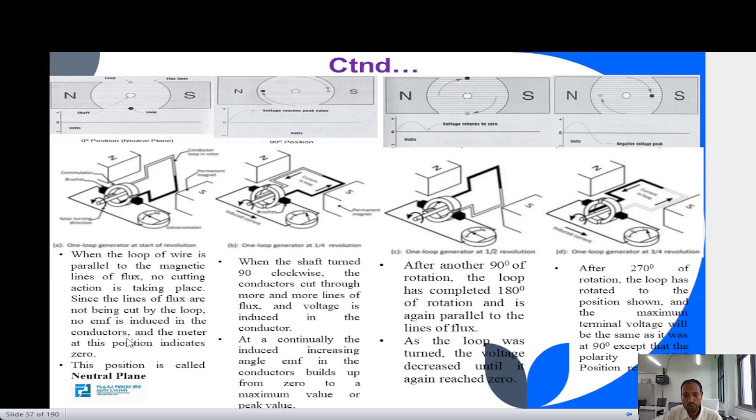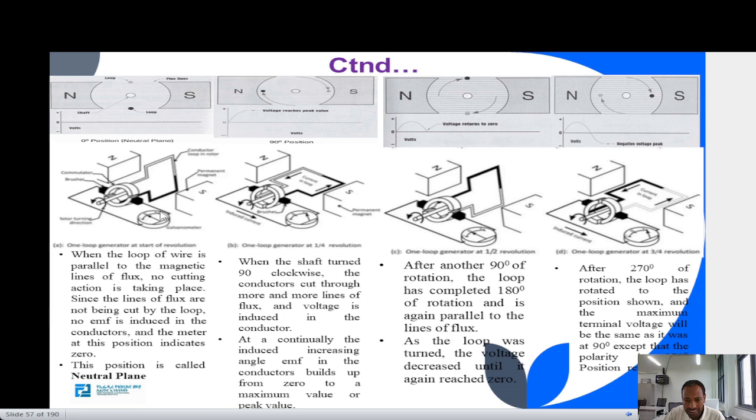No EMF is induced in the conductor, and the meter will not read any values. So the meter at this position indicates 0. This point we call the neutral plane axis. It's a neutral plane. It is where zero flux, I mean zero voltage, is induced.